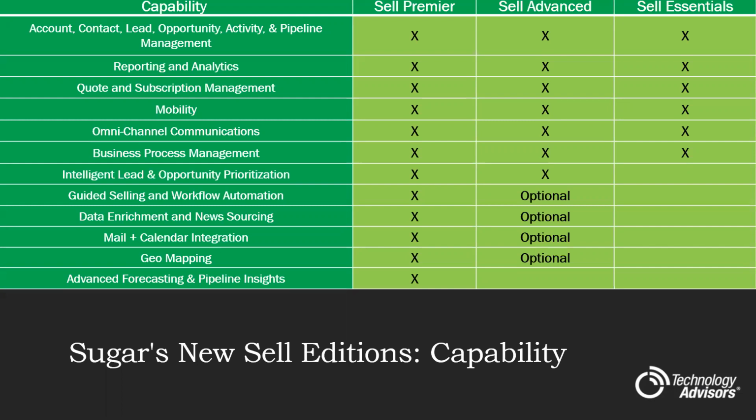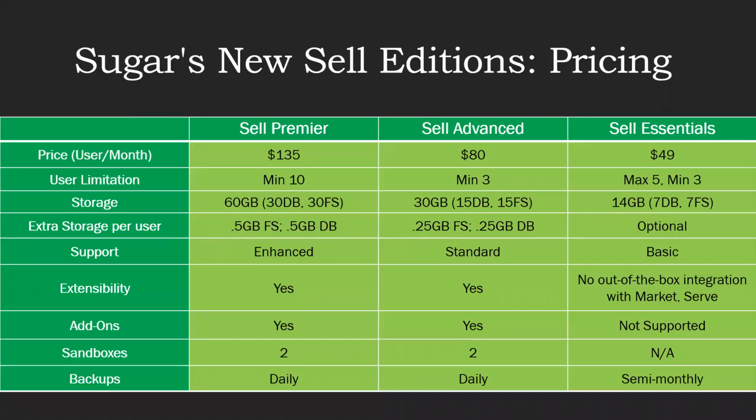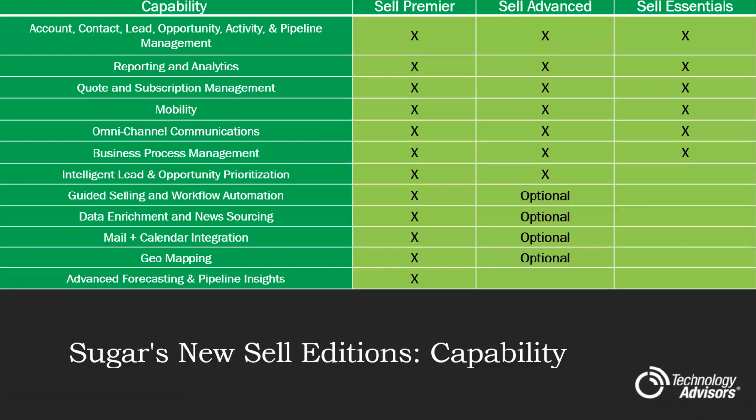So diving into some of these optional capabilities here, the guided selling and workflow automation is the combination of using the Customer Journey plugin and workflow. Data enrichment and news sourcing is utilizing the Hint Insights tool. Mail and calendar integration is utilizing the Connect tool. And geo mapping is what was previously W Maps, bringing Bing Maps into Sugar.